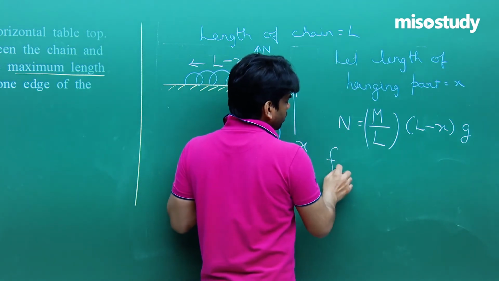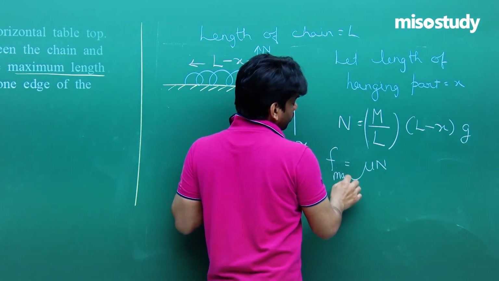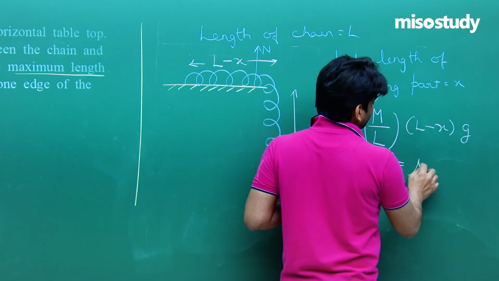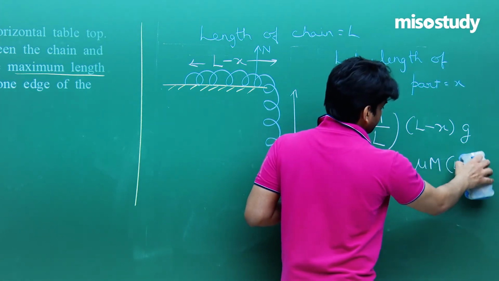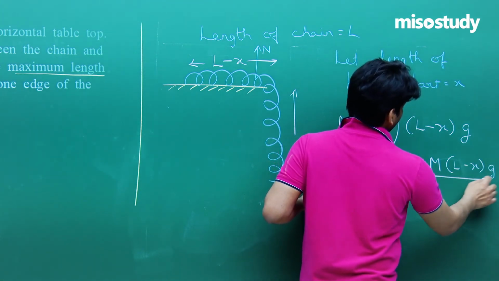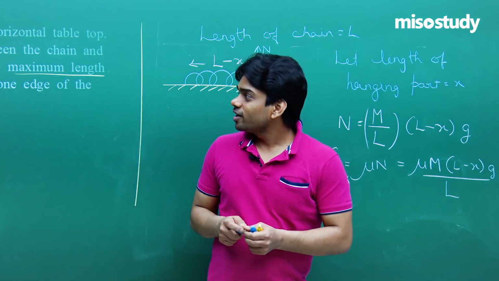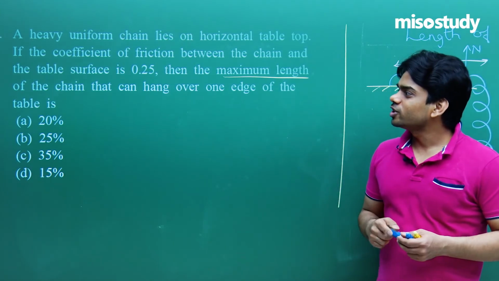So frictional force, F max equals mu into N. We are talking about the limiting case. So mu into m (L minus x) g divided by L. This is what you will be getting, the maximum friction force. Now you see here, we need to find out the maximum length of the chain that can hang over one edge of the table.